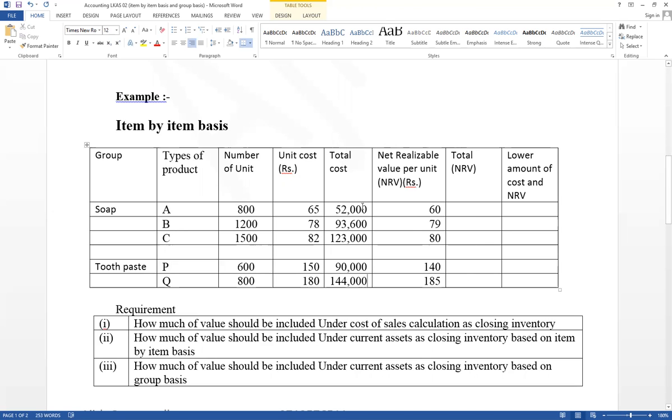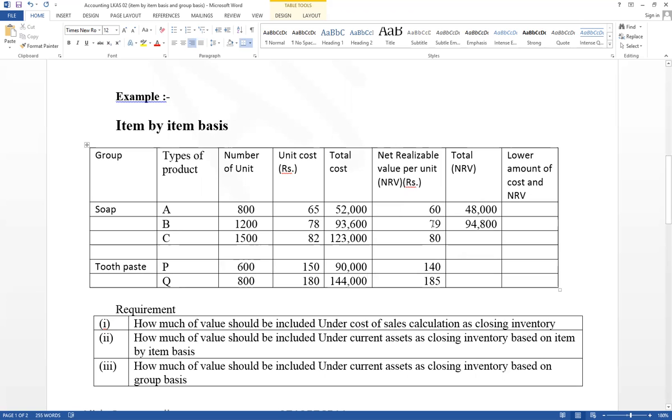Then NRV also should be calculated. Think about it: quantity is given, unit cost is given. Quantity into unit cost gives total cost. And total NRV is calculated the same way. Net realizable value per unit is given. Therefore, multiply by quantity to calculate total value. Here 48,000, and 79 into 1,200, 94,800.